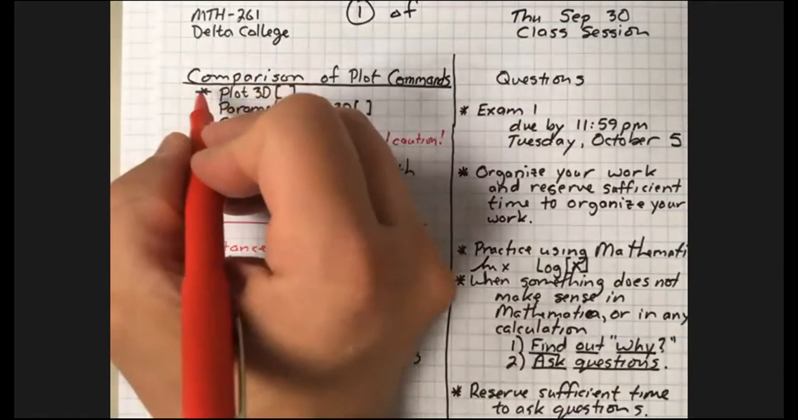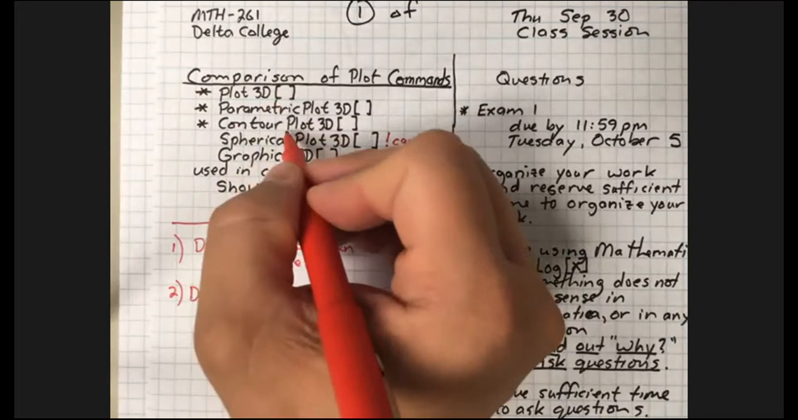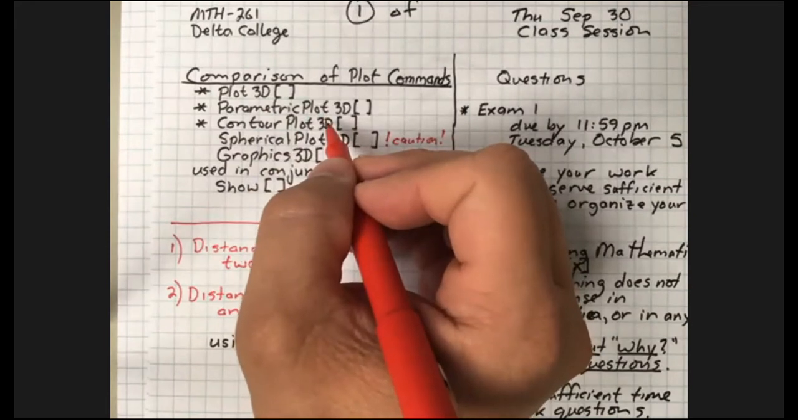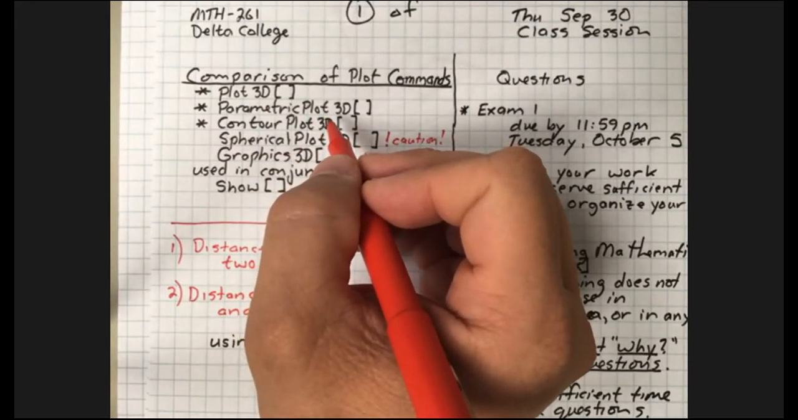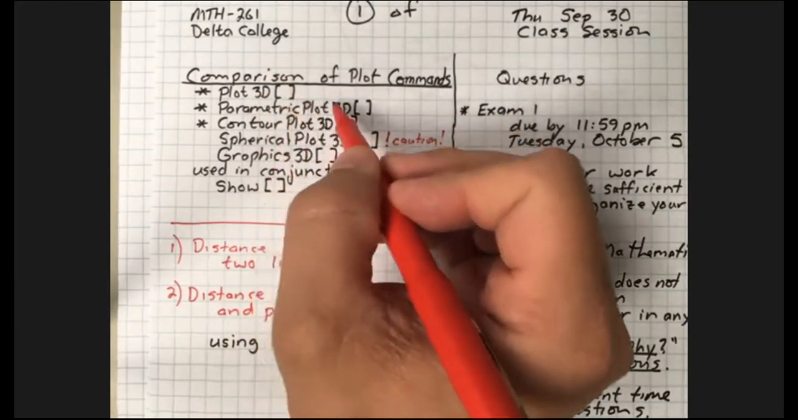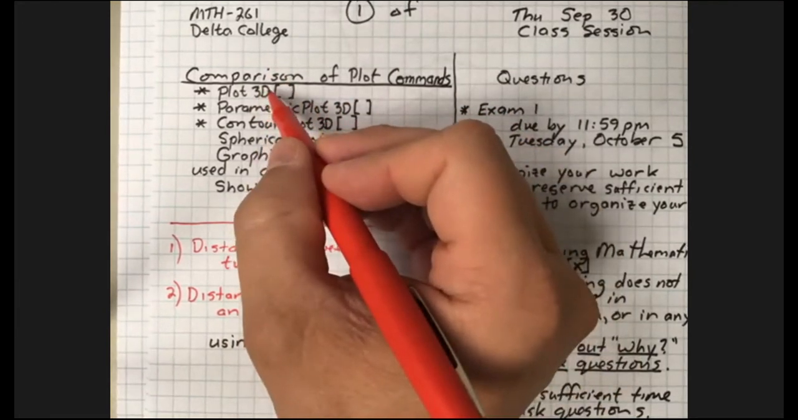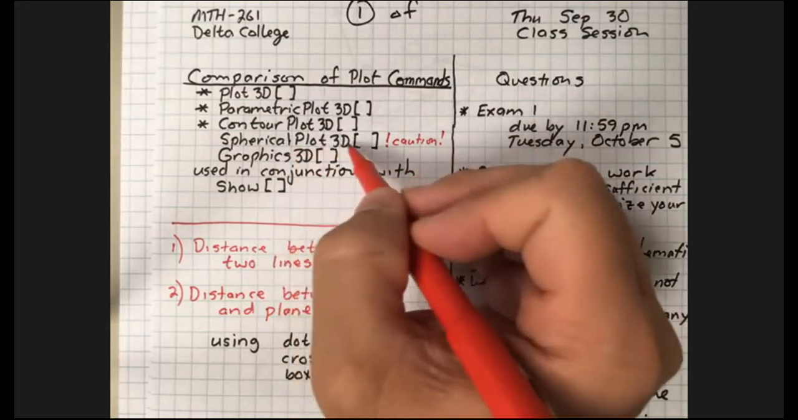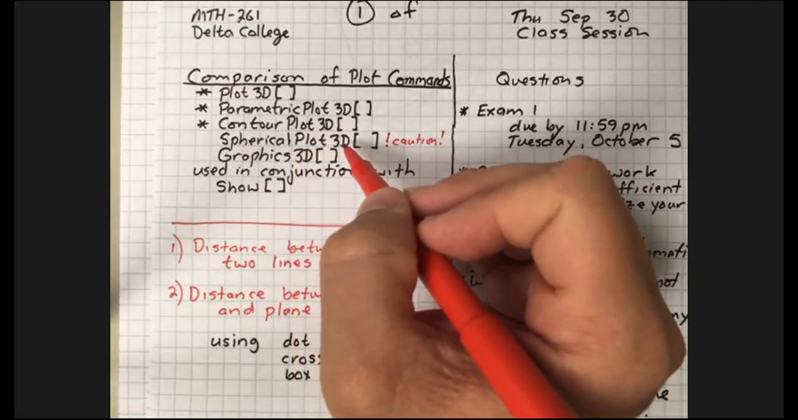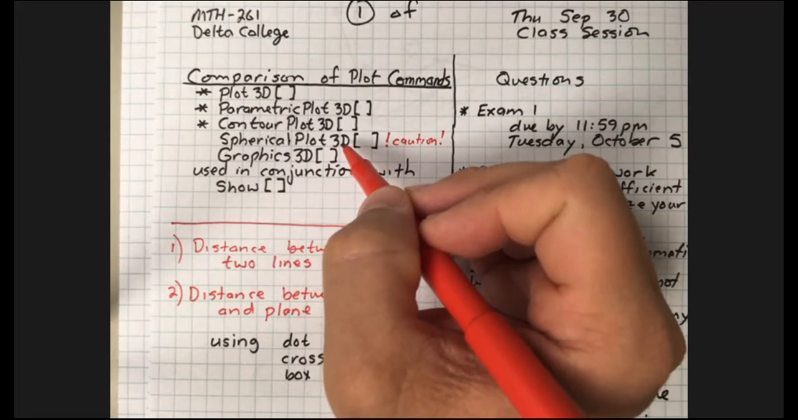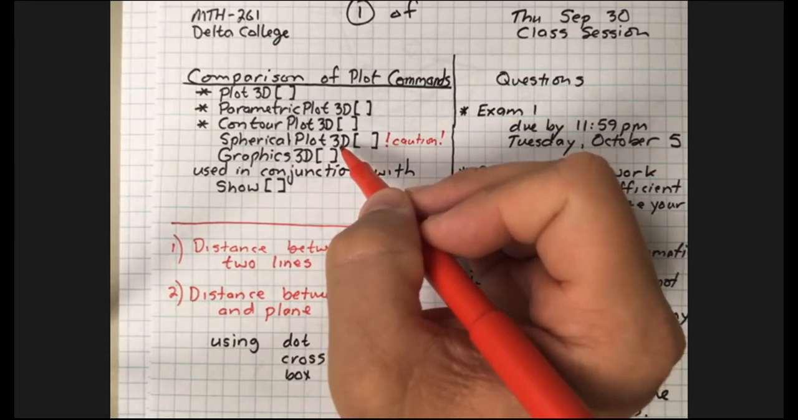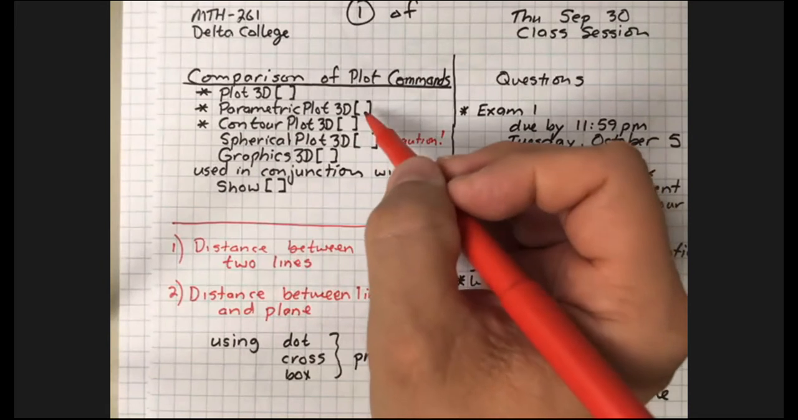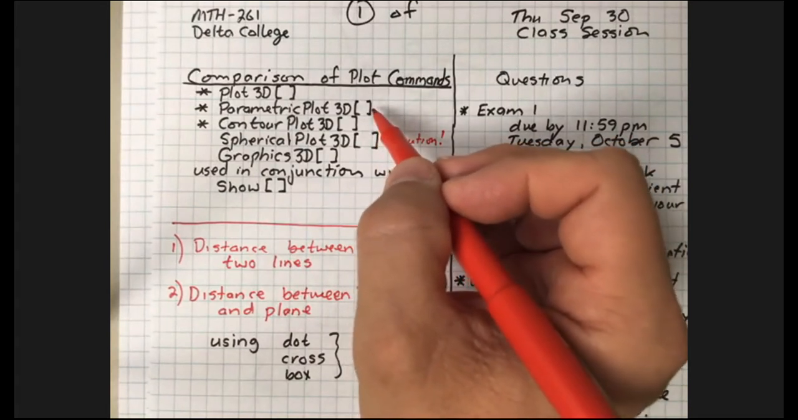But I guess these are the big three: Plot, ParametricPlot, and ContourPlot. If I'm trying to draw something in Mathematica, these are the big three that I go to on a daily basis. In two dimensions, they're just called Plot, ParametricPlot, and ContourPlot. There's no 2D. 3D is for three-dimensional. There is a CylindricalPlot3D, which has kind of been discontinued in Mathematica, but you can still find it in the documentation and use it. So you can plot in cylindrical and spherical coordinates, but the quickest way is to use ParametricPlot, as we just demonstrated.